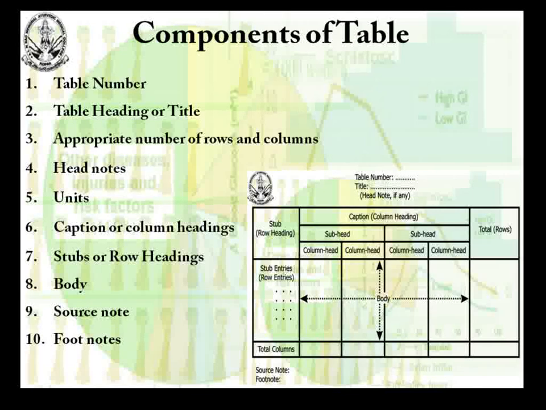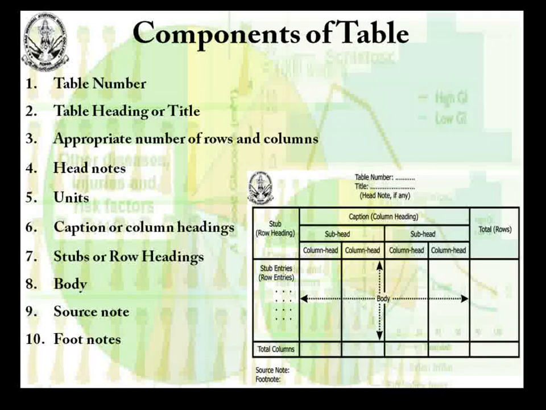Then appropriate number of rows and columns according to the nature of data should be there. The size should be according to the quantum of data to be displayed and availability of space. Then come head notes. If necessary, head notes must be included in brackets to disclose the details of data just below the title. But when we are using a lot of different types of data, then it can be used below the caption.